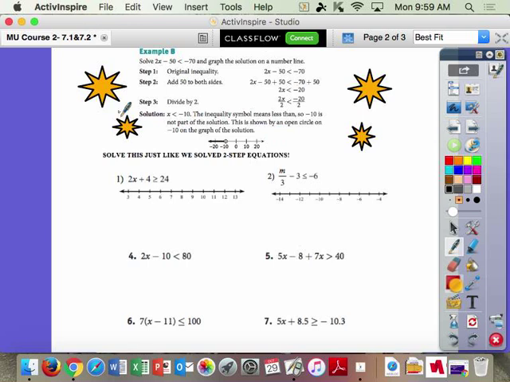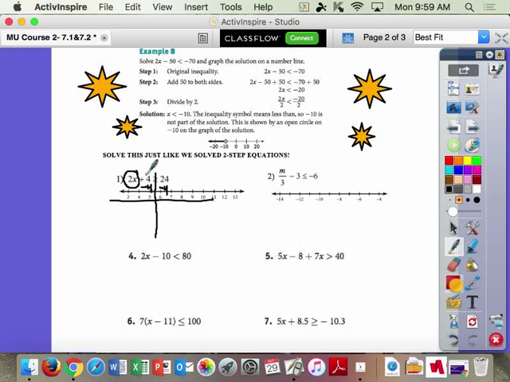Alright, this top part is just reminding you how to solve equations. Okay? This is the same thing that we did for the last week and a half. The only difference is they have this inequality sign. But we're still going to draw our line. We're still going to circle the term with our variable. What am I going to do to both sides? Minus 4.